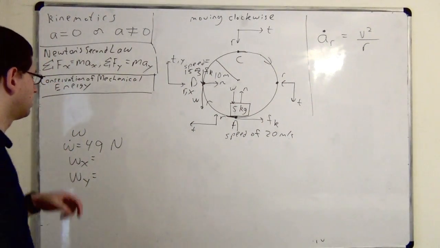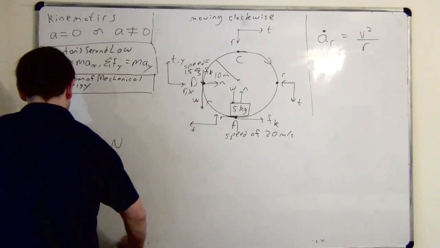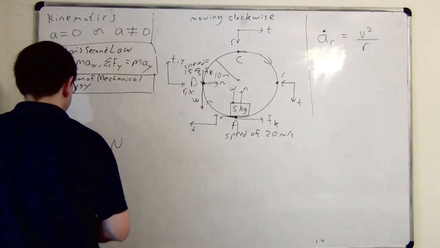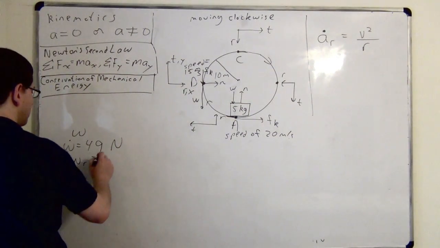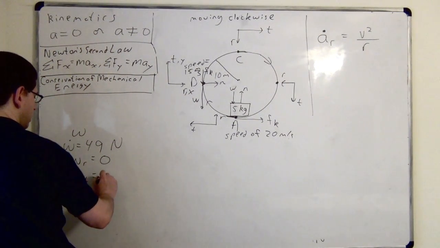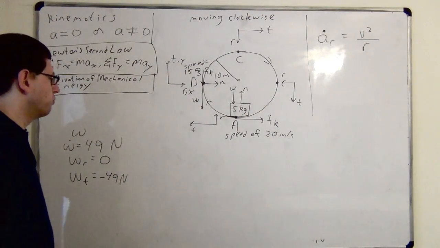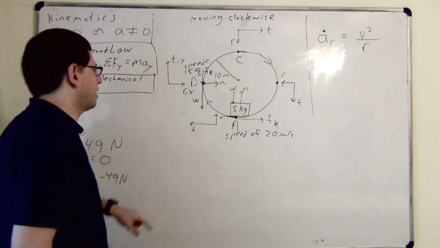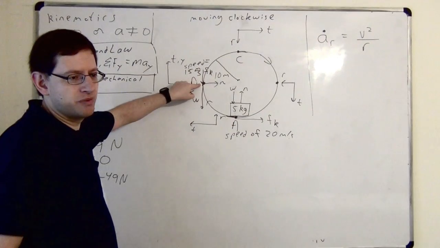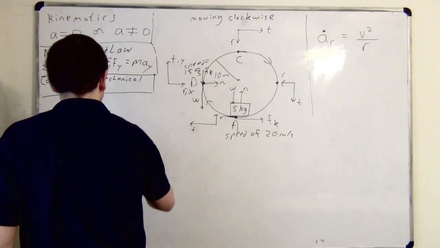What would be Wx and Wy? Let's stick with radial and tangential. W radial would be 0 and tangential would be negative 49. Okay, good. We wouldn't get that right if we had thought that the weight was to the right or to the left. We have to get the directions of the forces correctly so we can get the force table correct.